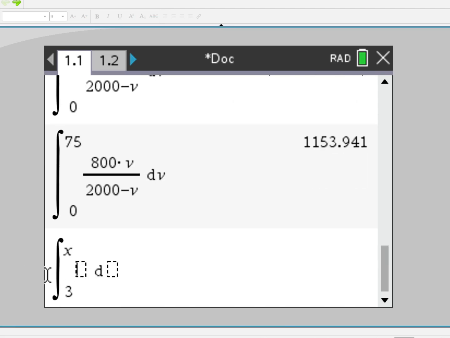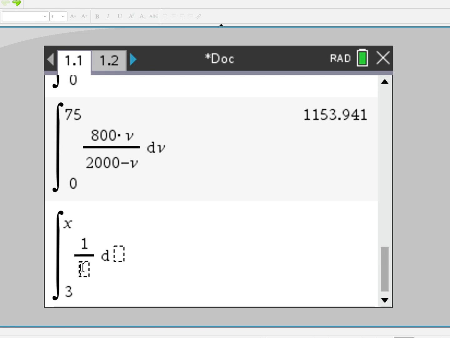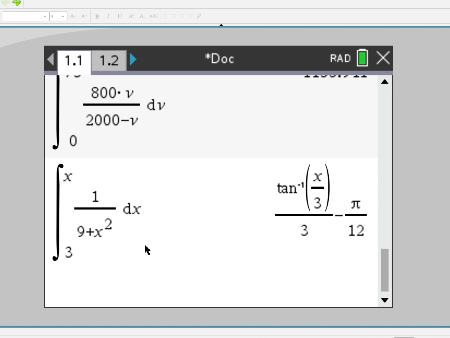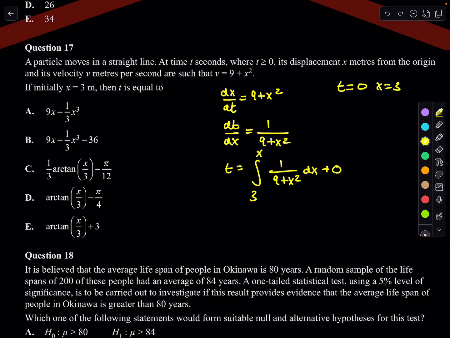The integral from 0 to x of 1 over 9 plus x squared dx. The 0 is not included. There it is. So it's 1 over 3 tan inverse, which looks like C, 17C. Done.